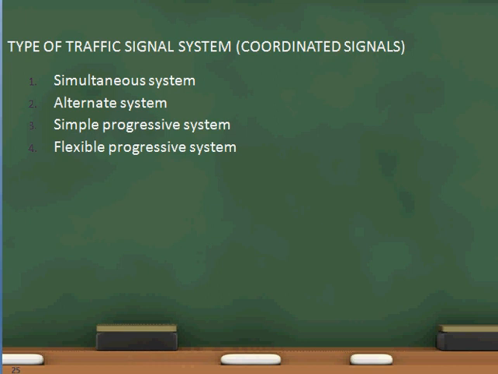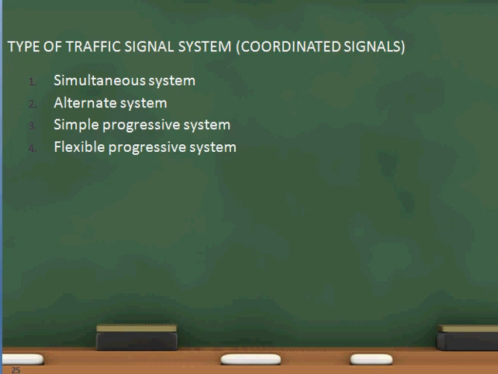Simultaneous system means if in the main road we have five signals, all five signals will show the same indication at the same time. If the first intersection is showing green at this moment, all the other four will also be showing green. Alternate system means if the first one is showing green, the second will be showing red, the third green, the fourth red, and the fifth green at the same instant. So at the five intersections, for the main traffic, it will show like that. It is known as alternate system.